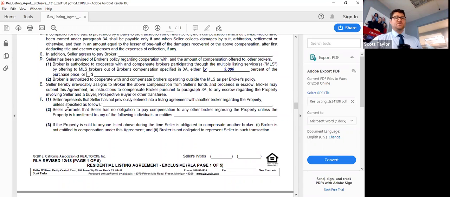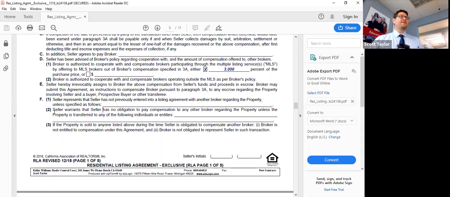Seller warrants that they have no obligation to pay compensation to any other broker regarding the property unless the property is transferred to any of the following individuals or entities, and that's the list. So if you take that expired listing, it's possible you get nothing. It's possible. Right. Most often, it's an agreement. It's a chit chat between me and the previous broker. That agent makes a complaint, and they want to represent the seller. You know, the seller has a say-so in it with who they want to represent them at that point. But most often, it's a referral fee of 25 to 30% generally, sort of a kiss goodbye for them to put toward their marketing or whatever it is.